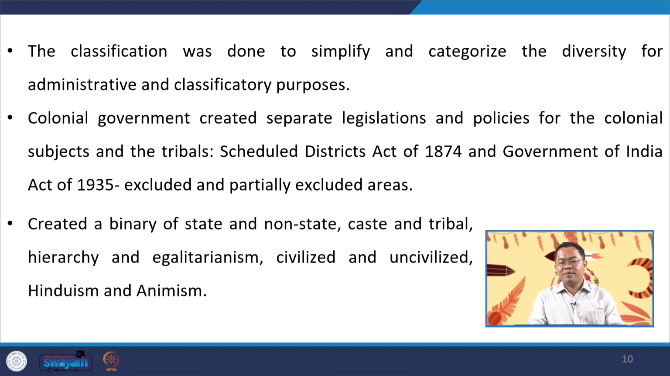Now, in contemporary India, we have two important schedules. One is the 5th Schedule and the other is the 6th Schedule. The 5th Schedule is primarily for tribal communities living in mainland India, particularly in central India. The 6th Schedule is primarily for the tribal communities living in northeast India. This history goes back to the Government of India Act of 1935, which designated regions as excluded and partially excluded areas. So, what does this do? What is the implication of this? This created a binary of state and non-state, caste and tribal, hierarchy and egalitarianism, civilized and uncivilized, Hinduism and animism.